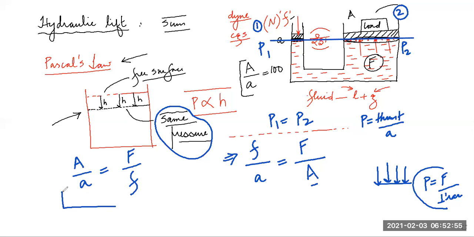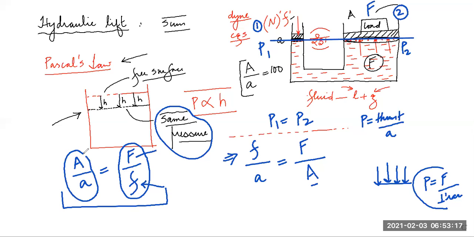It was a very interesting application of Pascal law we got. That means the ratio of the force experienced by the load, this F is the force experienced by the load, and this is the small force which we have applied, is equal to the ratio of the areas. And as we have already stated, A by a is equal to 100. So this big force experienced by the load would be 100 times the small force.